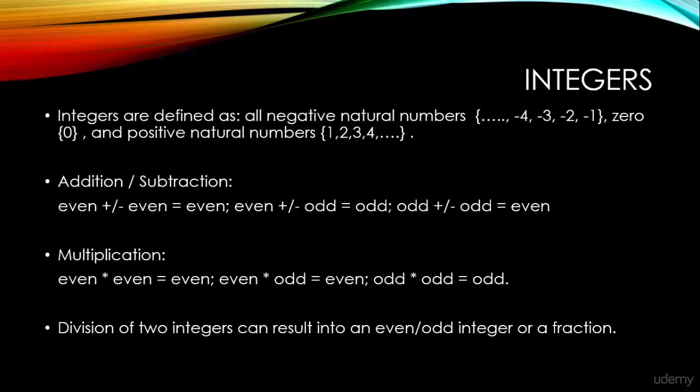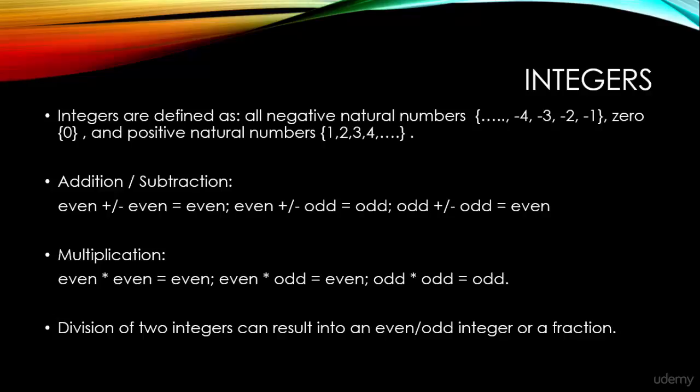Integers. Integers are defined as all negative natural numbers, minus infinity to minus 1, 0, and positive natural numbers, 1 to infinity. Note that integers do not include decimals or fractions, just whole numbers. An even number is an integer that is evenly divisible by 2, that is divisible by 2 without a remainder. An odd number is an integer that is not evenly divisible by 2.